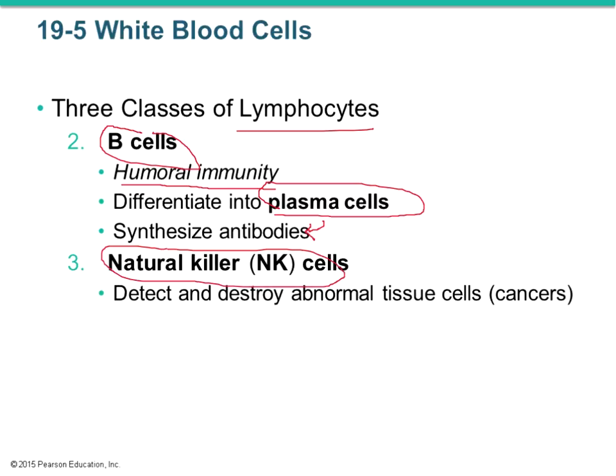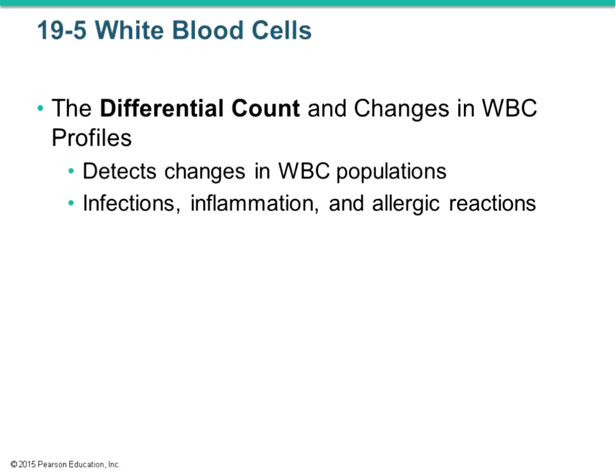So you have cell-mediated immunity in the T cells, and you have antibody-mediated immunity in the B cells. And then finally, you also have a third class called natural killer cells that perform what's called immunological surveillance, where they survey and detect and destroy abnormal tissues. Oftentimes cancer cells can be the target of natural killer cells.